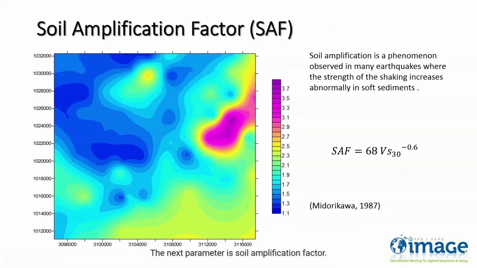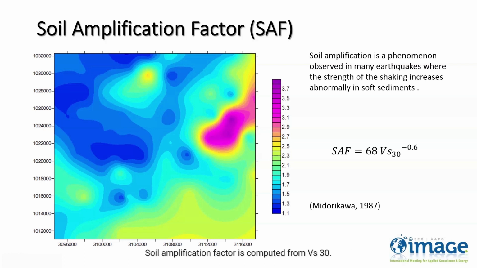The next parameter is soil amplification factor. The increase of amplitudes in soft sediments is one of the most important factors responsible for the amplification of earthquake motions. Soil amplification is a phenomenon observed in many earthquakes where the strength of the shaking increases abnormally in areas where shallow geologic layers have low seismic velocity.